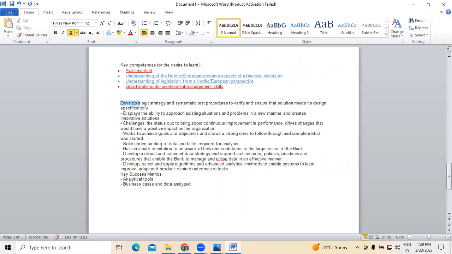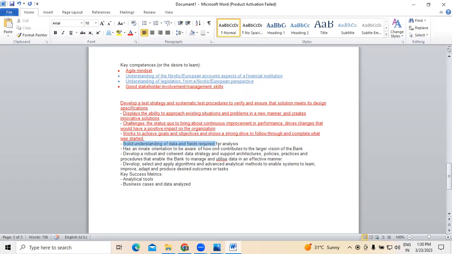Next, developing a test strategy, and this is where generally we need to interact with the testing team. Developing a test strategy is also required. Next, ability to approach existing solutions and problems. This is also common. Next, challenges to bring continuous improvement of performance. This is a common statement, not something specific to a BA. Work towards achieving goals and objectives, which is a common statement, of course. Being a professional person, we have to do that.